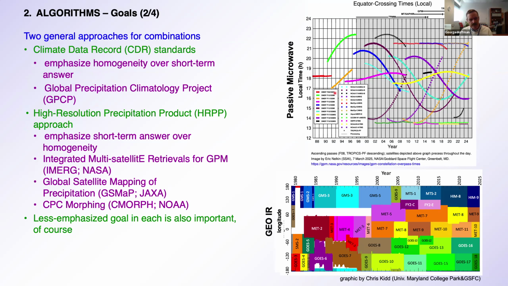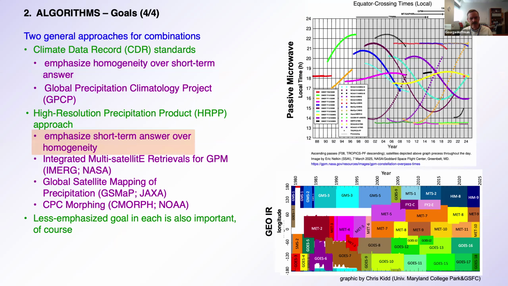So there are 2 general approaches. One is a climate data record, which emphasizes homogeneity over the short-term answer. And I've highlighted here the passive microwave that we use in GPCP to accomplish this. So these passive microwave at the 18 local overpass time, and of course 06 at the other side, is all we use to do calibration of the infrared in GPCP.